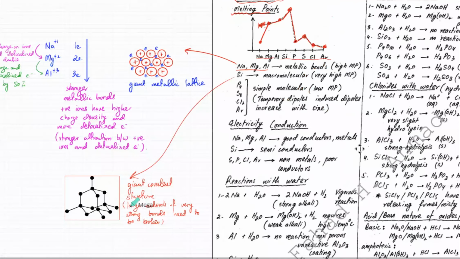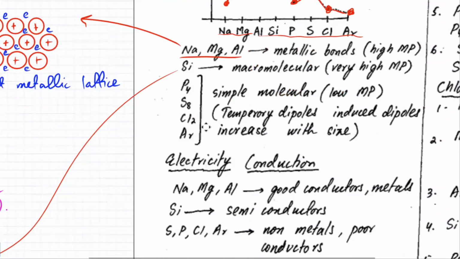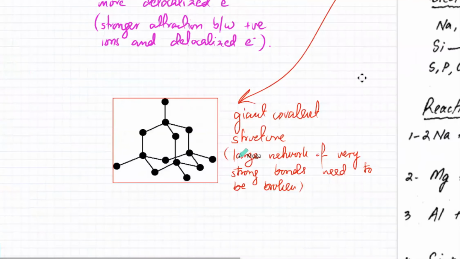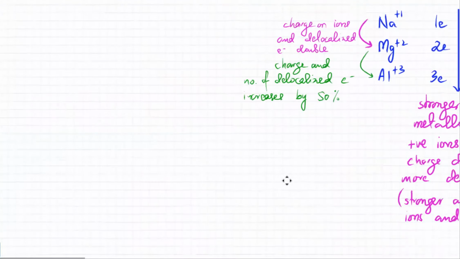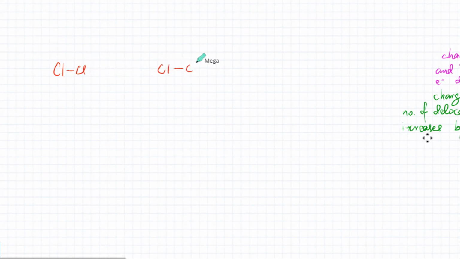Now, what happens to these last ones, the phosphorus molecule, P4, S8, Cl2 and argon? What do they have? They're simple molecular structures. So these ones are simple molecules, which means you've got a Cl2 molecule, which is this, and you've got another Cl2 molecule. Can you tell me what intermolecular force they have?